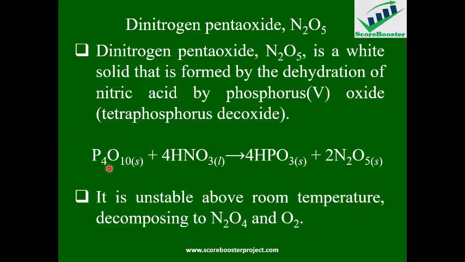So when you have this, it is going to remove the water. In this case, that water will now react with this P4O10 to form something like phosphoric acid. It's not a stable acid, so we are going to have something like this. So when we have this dinitrogen pentaoxide, it is very, very unstable above room temperature. It decomposes to N2O4 and O2. That is what we have here.